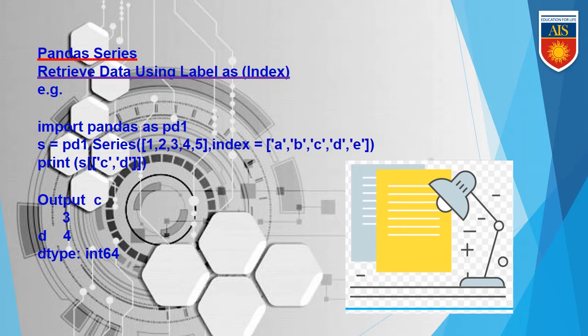Retrieve data using label as index. So here we will learn about how we can retrieve data using a label as index. Import pandas as pd1, s equal pd1 dot series. After that we need to mention the index and the elements as per our requirement. Then print s, and whichever portion we want to print we need to mention that, like we have given c and d. So according to that c and d it will print its index.